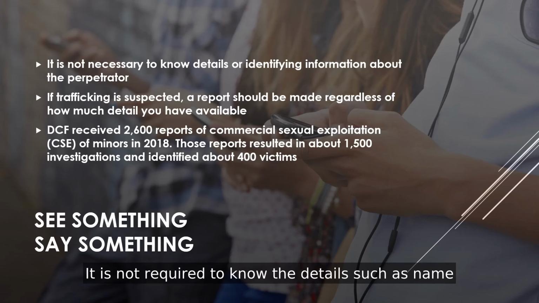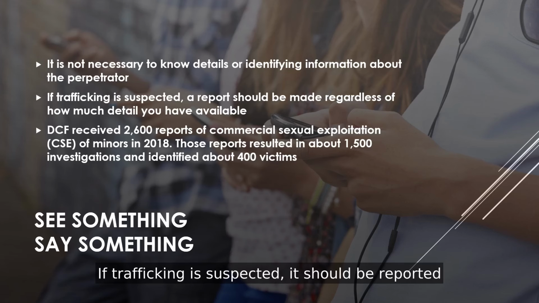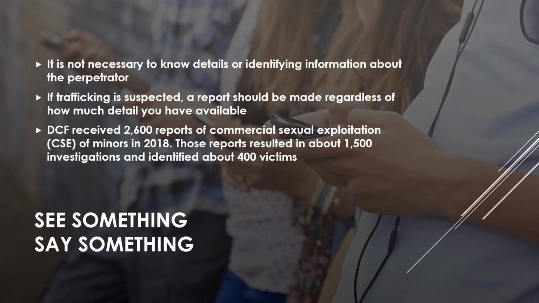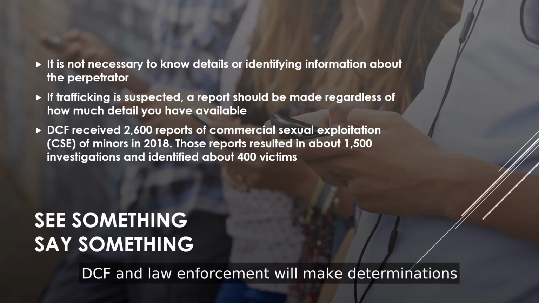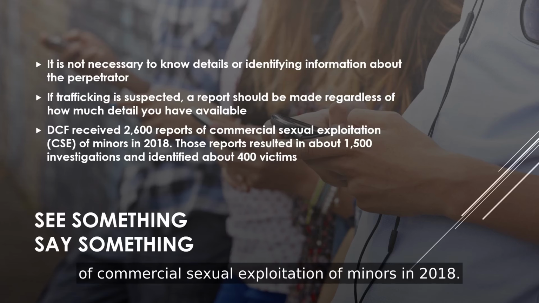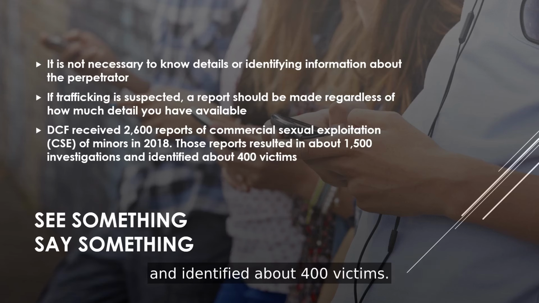It is not required to know the details such as name and location of a perpetrator of child trafficking. If trafficking is suspected, it should be reported regardless of how many details are available. DCF and law enforcement will make determinations and investigate accordingly. DCF received 2,600 reports of commercial sexual exploitation of minors in 2018. Those reports resulted in about 1,500 investigations and identified about 400 victims.